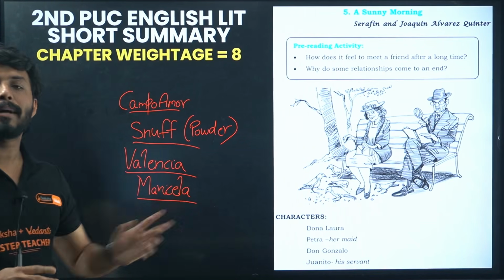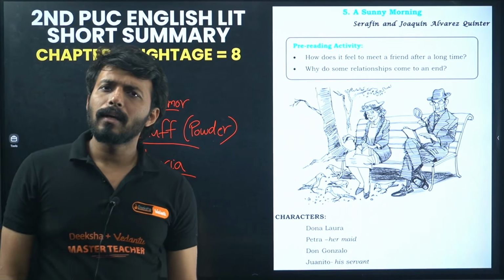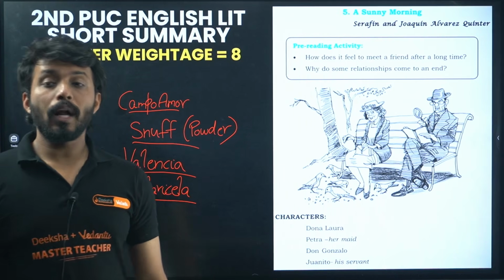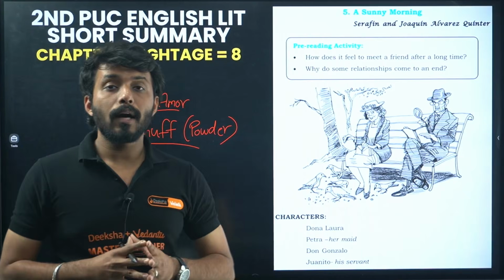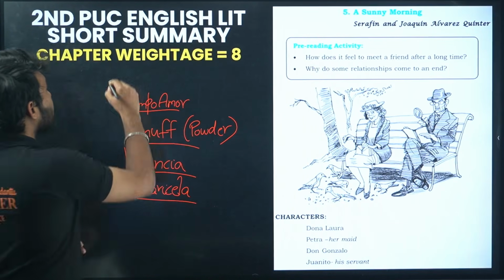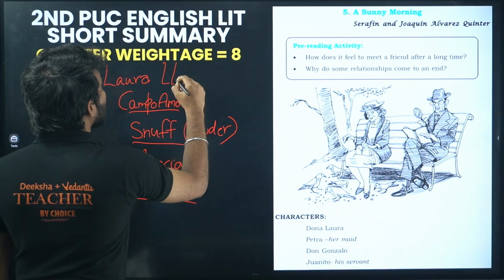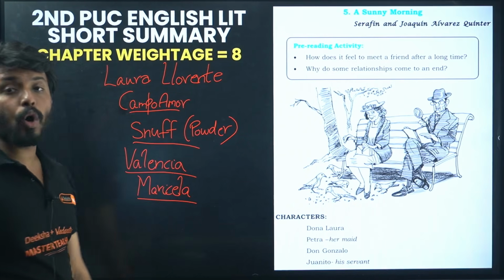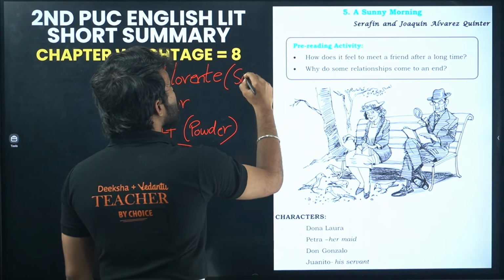Now, as she mentions Maricela, something ticks inside Don Gonzalo, okay? He is also familiar with this name, Maricela. So now Don Gonzalo says, a long time ago, I used to like this girl, okay? Her name was Laura Lorente. She was also called the Silver Maiden, okay? These names are very important.